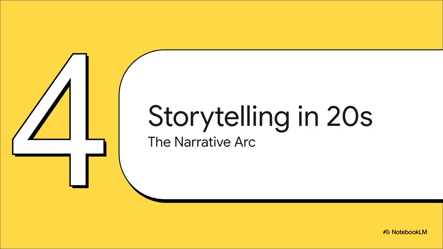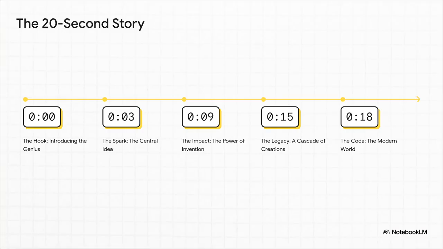Now, here's what's really, really cool about this. All of these technical choices, they're not just for show. They are all working together to tell a story. So let's zoom out for a second and look at the narrative arc of this entire 20-second video. Look at this timeline. It's a full story with a beginning, middle, and end. It starts with a hook, introducing our genius, Edison. Then it gives us the spark, the light bulb.